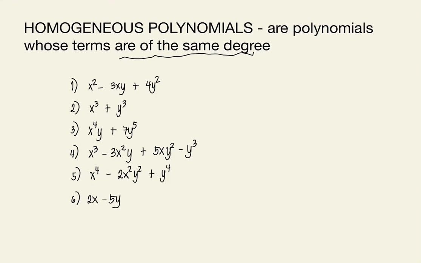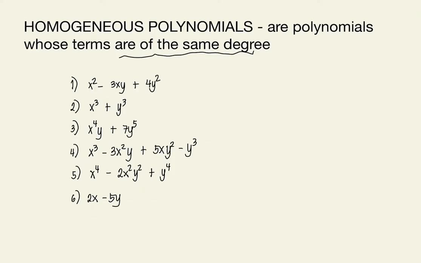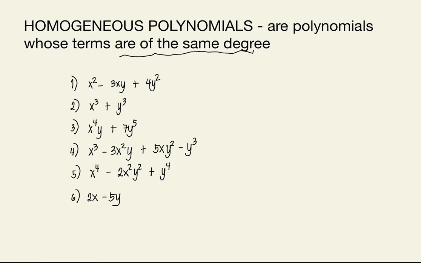So all of these here, all 6 of these polynomials here, are examples of homogeneous polynomials because all the terms in the given polynomial are of the same degree. So for the first polynomial, the degree is 2. For the second, it's 3. For the third one, it's 5. Again, for the fourth one, it's still 3. The summation of the exponents here of the variables are all the same. Number 5, the degree is 4 here. And on the sixth one, we have a first degree polynomial.